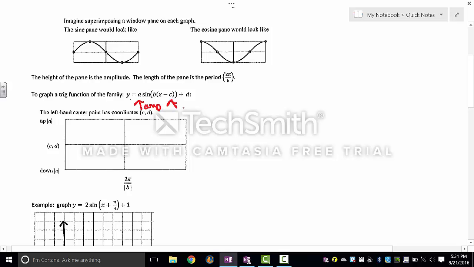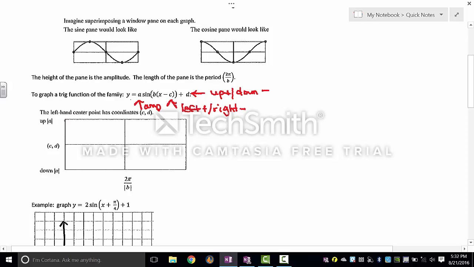The C value will move the graph left if it is a positive number, or right if it is a negative number. So remember, when the value is inside the parentheses, it's the opposite of the sign. D moves your graph up if it is positive, or down if it is negative.